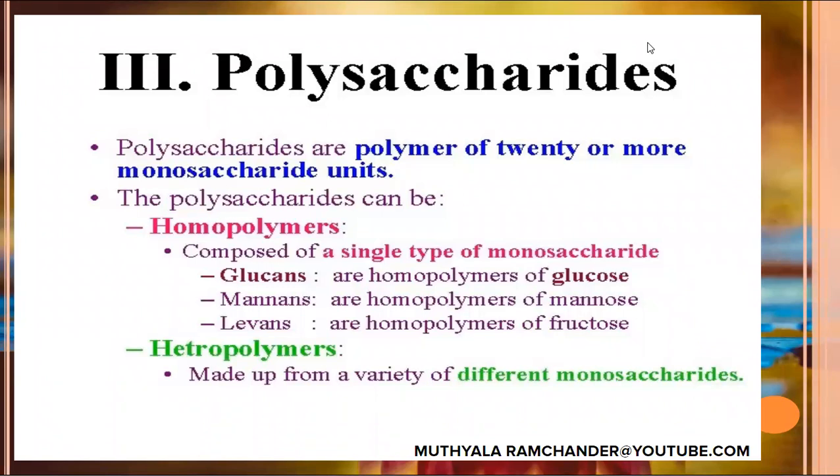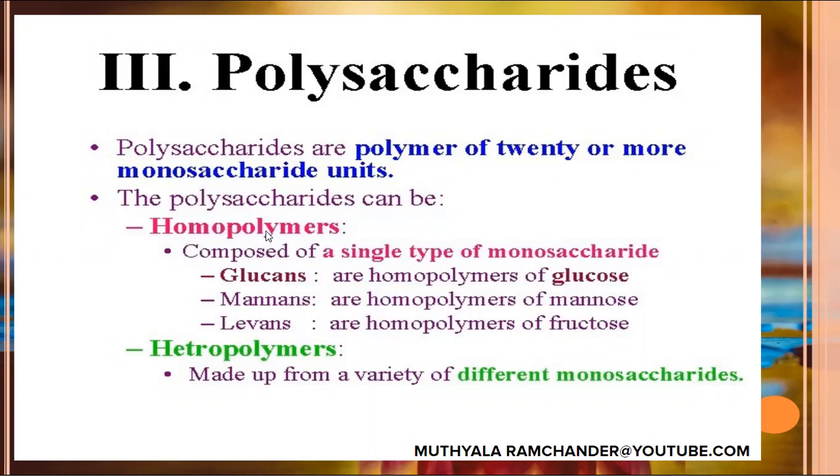Polysaccharides. Polysaccharides are polymers of 10, 20 or more monosaccharide units. The polysaccharides can be classified into two types based on the presence of monosaccharides.